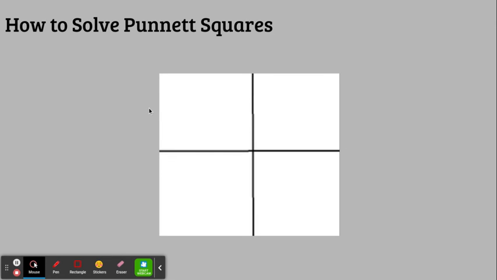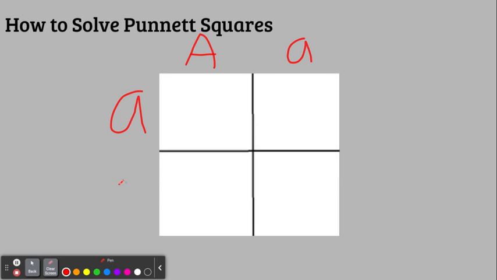How to solve Punnett squares. Okay, so the male parent goes on top usually, and the female goes on the side. So let's say the male genotype is uppercase A, lowercase a, and the female is lowercase a and lowercase a. And how you solve this is you bring the letters down that are on the top, the letters on the side, you bring them over.